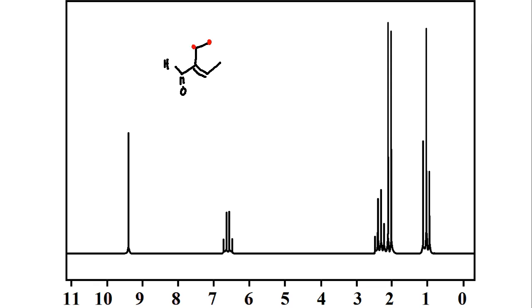Here is a CH2 group. That's going to be another signal. There would be a hydrogen coming off of this double bond, so that would be a 3rd signal. There's a CH3 group here. That would be a 4th signal. And then the aldehyde right here would be a 5th signal for that aldehyde proton.